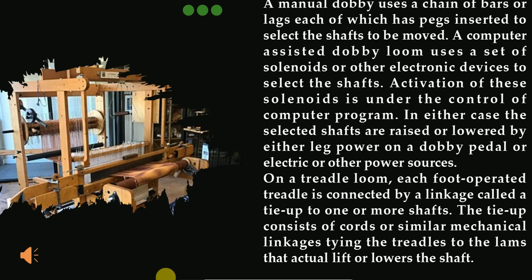On a treadle loom, each foot-operated treadle is connected by a linkage called a tie-up to one or more shafts. The tie-up consists of cords or similar mechanical linkages tying the treadles to the lamms that actually lift or lower the shaft.